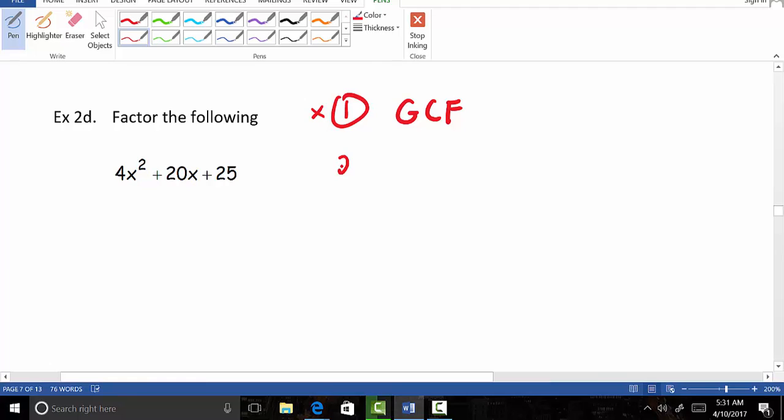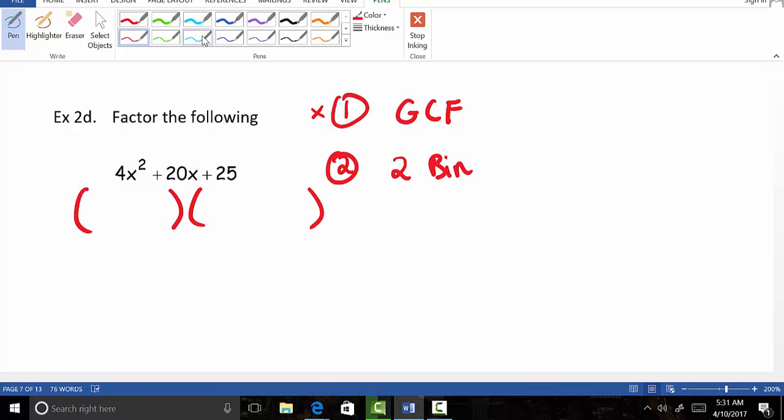We pretty much just have to go to step 2, which is just tearing this up by having two binomials, because again, we are talking about a trinomial here. In doing so, we just set up our two different parentheses. And looking and trying to figure out what times what gives us 4x squared, well, 2x times another 2x would definitely accomplish that. We'd end up with 4x squared.